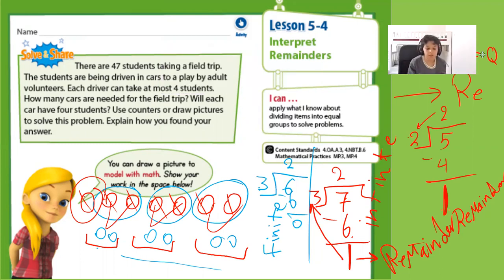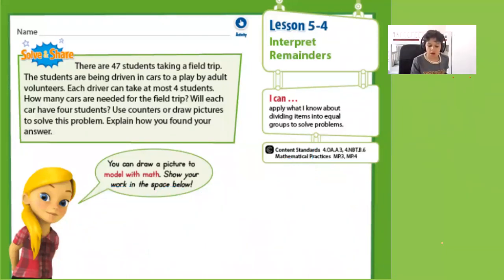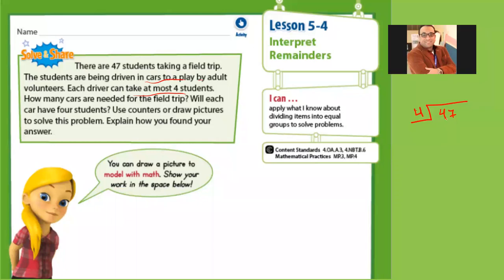Solve and share. There are 47 students taking a field trip. The students are being driven in cars to a play by adult volunteers. Each driver can take at most 4 students. How many cars are needed for the field trip? Will each car have 4 students? Use counters or draw pictures to solve this problem. Explain how we need to divide 47. Look at the screen, everybody.